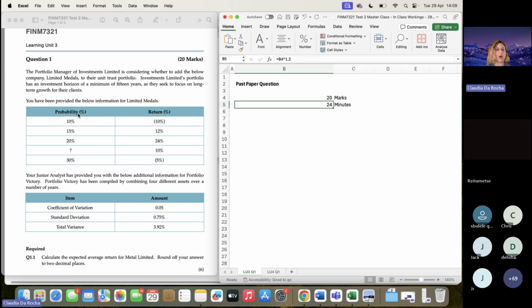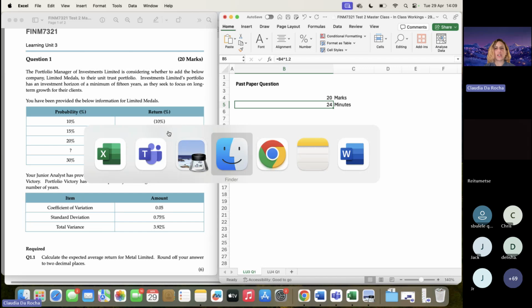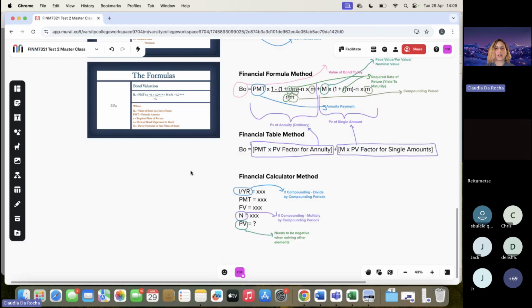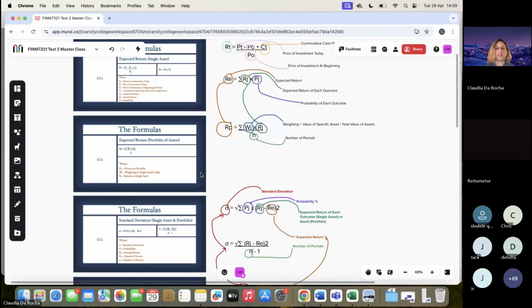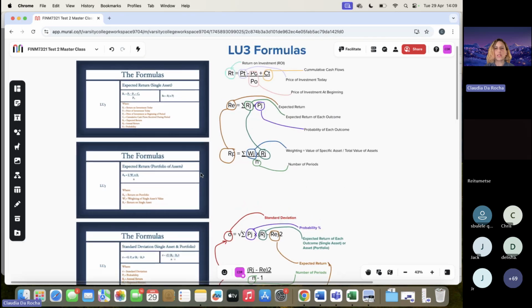Here I have my probability percentage and I have my return. So I know that, first of all, because it's a single asset, and second of all, because they've given me the probability percentage, I'm going to use my probability formula. That's what I'm going to use. And just to remind us of which one that is, I'm going to go back to our whiteboard. So it's this one here where I've got the bit of a blue block. That is what we are going to use.